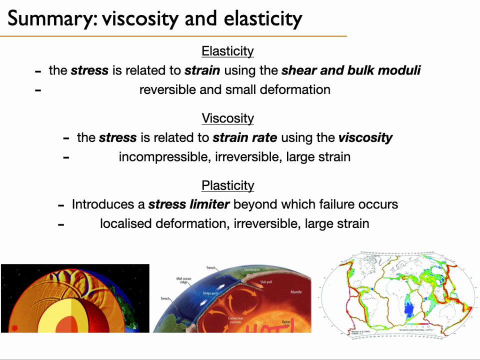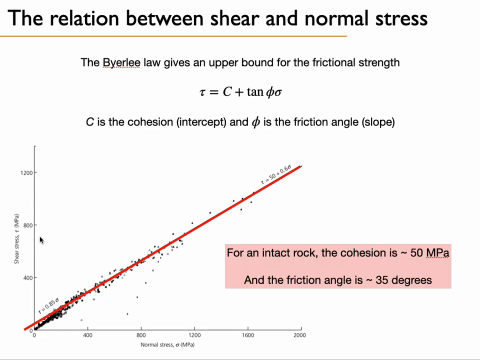And in the plastic realm, there is a stress limiter, and beyond this stress limiter, failure occurs. So this leads to localized deformation, irreversible deformation, and large strains. Also, we've seen that the stress limiter here depends on the normal stress. So the higher the normal stress, the higher will be the resistance to frictional yielding.